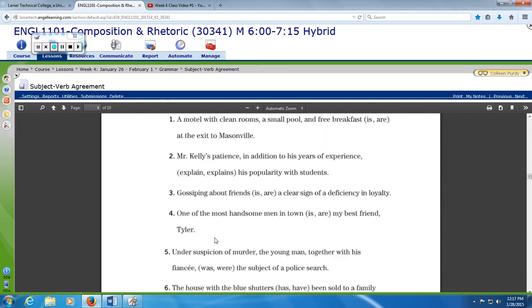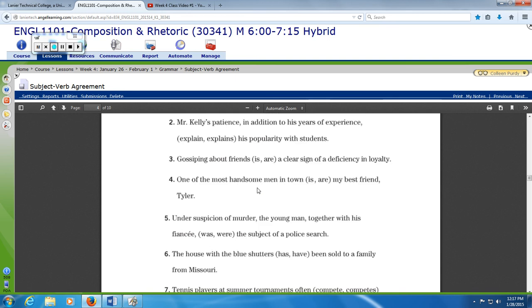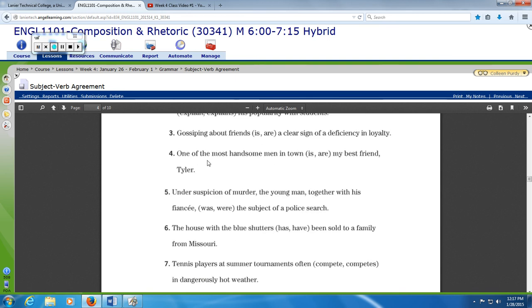All right? Gossiping about friends is a prepositional phrase. Of a deficiency, prepositional phrase. In loyalty, prepositional phrase. Gossiping is your subject. This is a gerund. It's acting like a noun. Gossiping is gerund phrases, or gerunds are singular. Gossiping is. Okay? One of the most handsome men in town is or are my best friend Tyler.